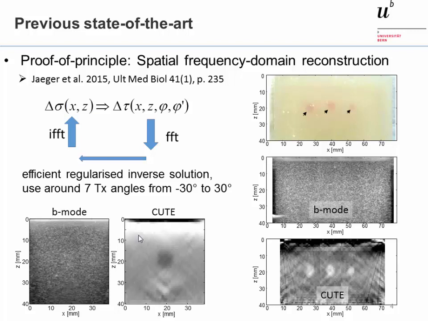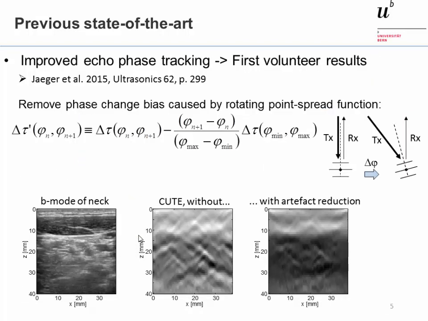And phantom studies show that this technique allows us to see the speed of sound contrast of lesions inside the tissue that are otherwise unsuspicious on normal B-mode ultrasound. We also were able, clinically or in humans, to differentiate the different speed of sound of different tissue layers, for example, here in the neck. And this after correcting artifacts that were associated with the rotating point spread function of the RF mode image when changing the transmit angle.